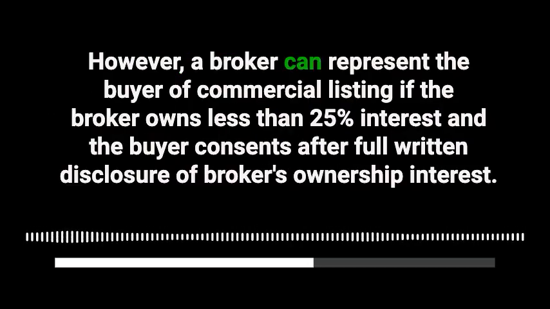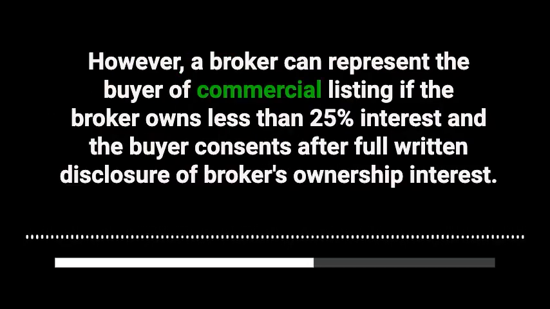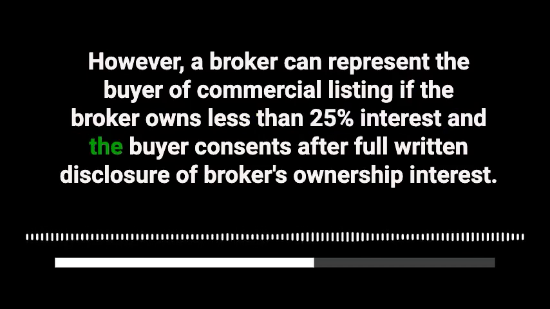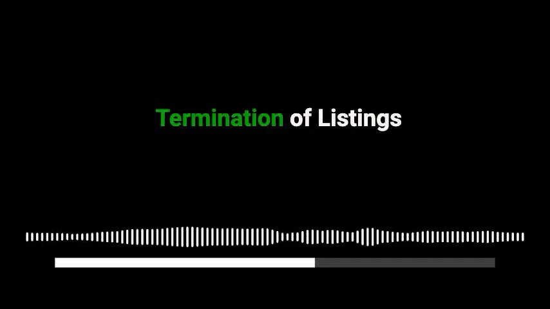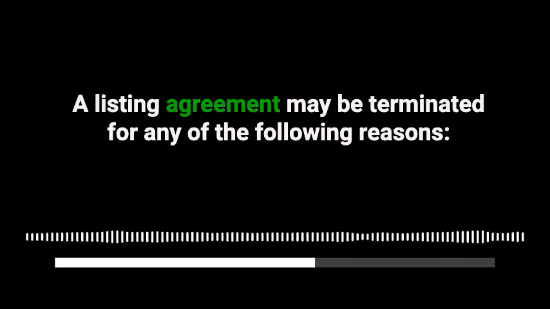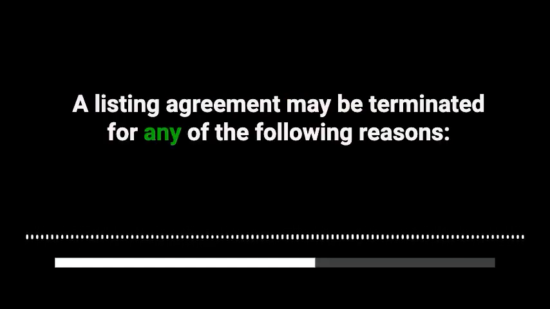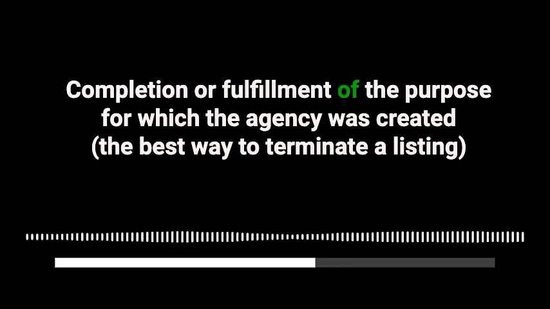However, a broker can represent the buyer of commercial listing if the broker owns less than 25% interest, and the buyer consents after full written disclosure of broker's ownership interest. Even if the broker obtains the buyer's consent, brokers should not take advantage of buyers, nor fail to disclose material facts. Termination of listings.